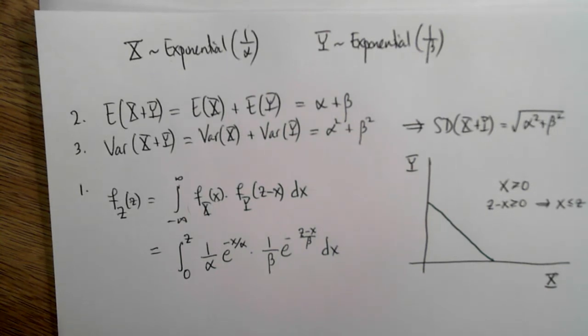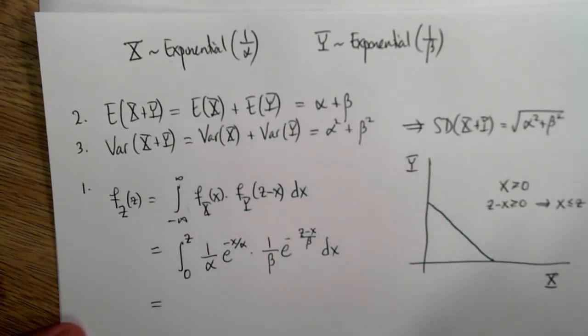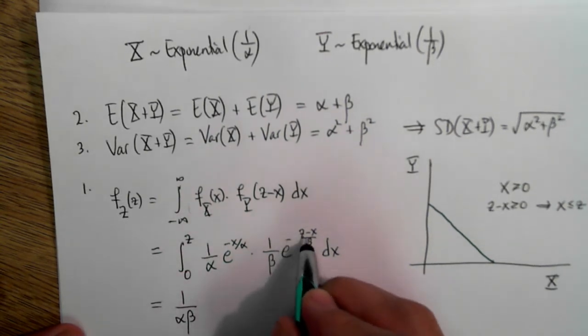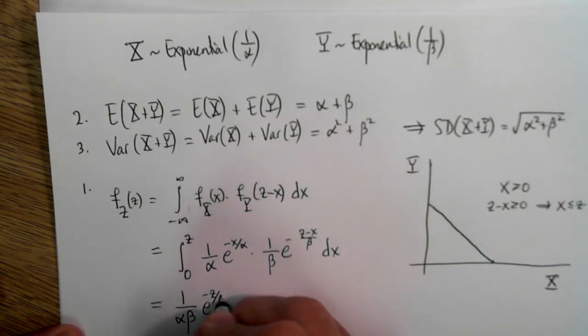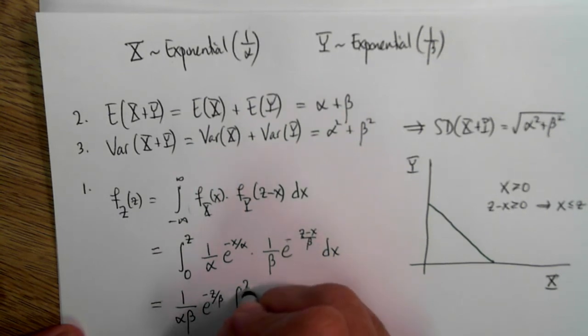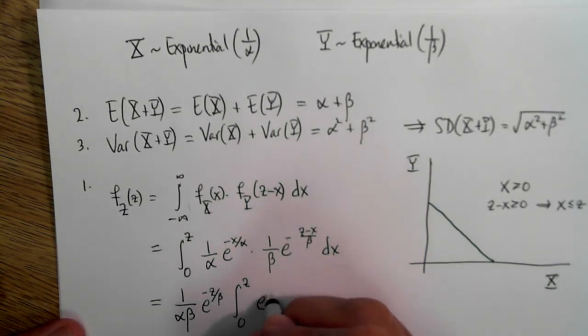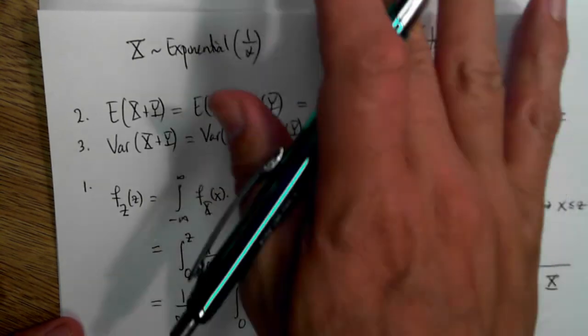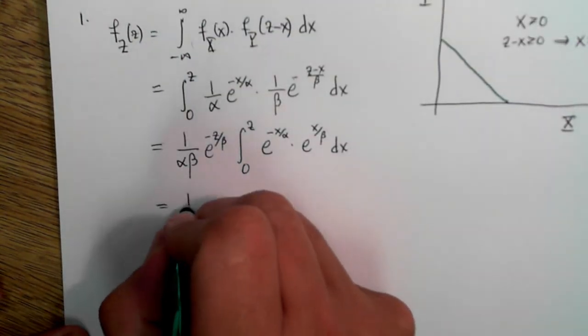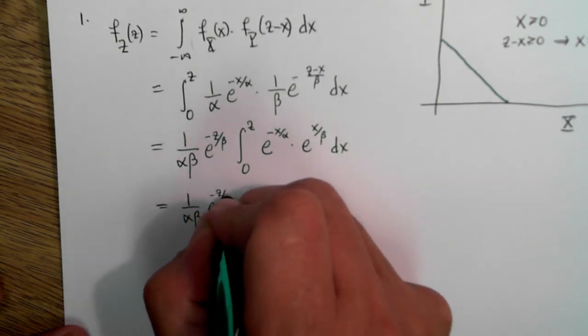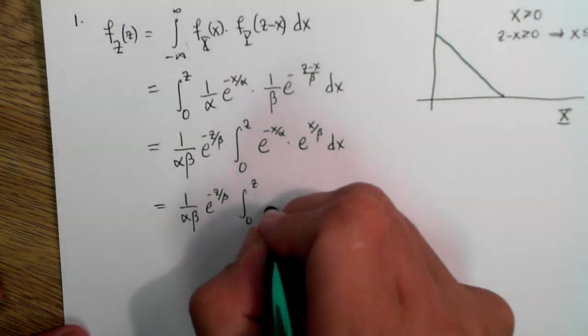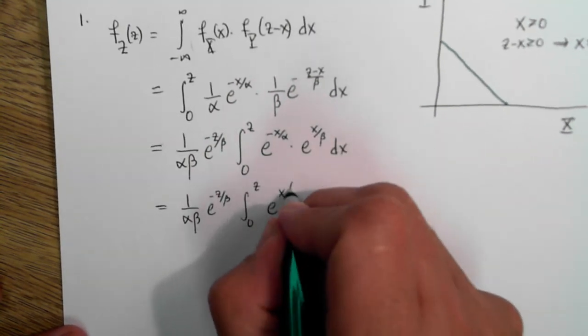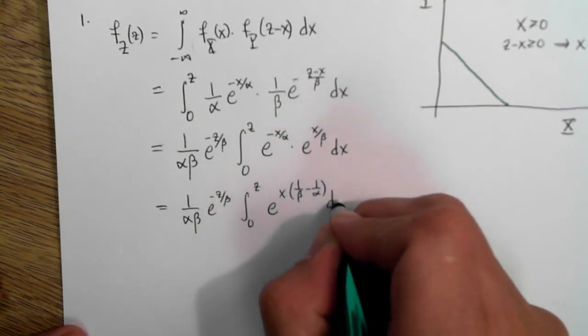Then I just have the small matter of doing this computation. To make this as simple as possible, let me pull all constants out, everything that doesn't have an X in it. So 1 over alpha can come out, 1 over beta can come out. Also notice that e to the minus Z over beta can come out because that does not have an X in it. So what's left is the integral from 0 to Z of e to the minus X over alpha times e to the plus X over beta dx. So 1 over alpha times beta, e to the minus Z over beta, and this becomes the integral from 0 to Z of e to the X times 1 over beta minus 1 over alpha dx.